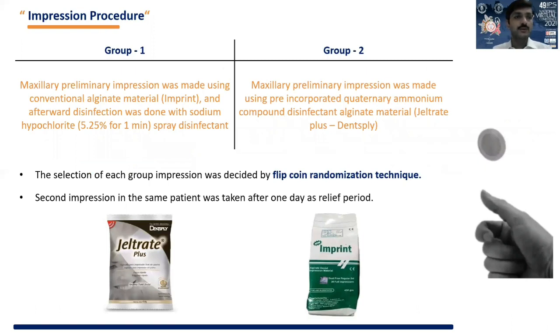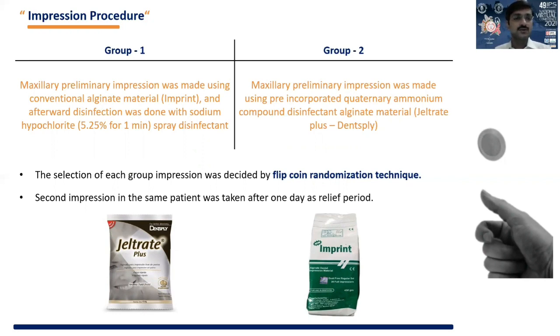So now coming to the impression procedure, as we all know, we have divided into two groups. For group 1, a maxillary primary impression was made using conventional alginate material. For that, Imprint was used, and after that, disinfection was done with sodium hypochlorite as a spray disinfectant for 1 minute. And in group 2, a maxillary preliminary impression was made using pre-incorporated quaternary ammonium compound disinfectant alginate material. For that, Geltrate Plus Dentsply was used.